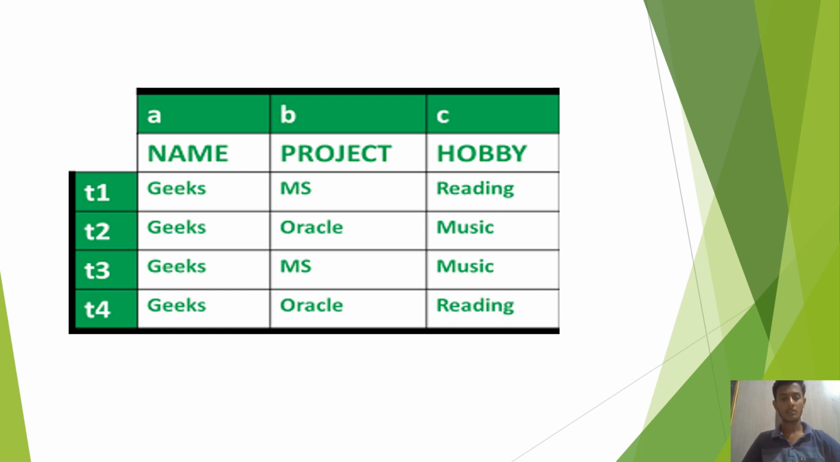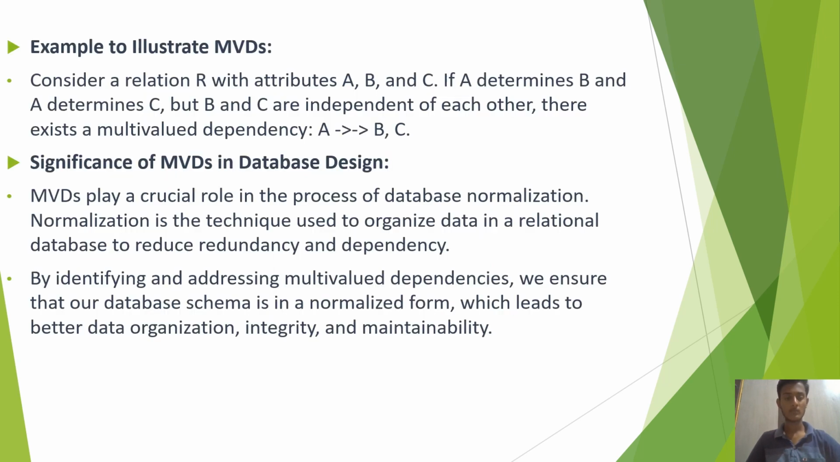Here is an example to illustrate multivalue dependence. Consider a relation R with attributes A, B, and C. If A determines B and A determines C, but B and C are independent of each other, there exists a multivalue dependence A ->> B | C. Significance of multivalue dependence in database design.